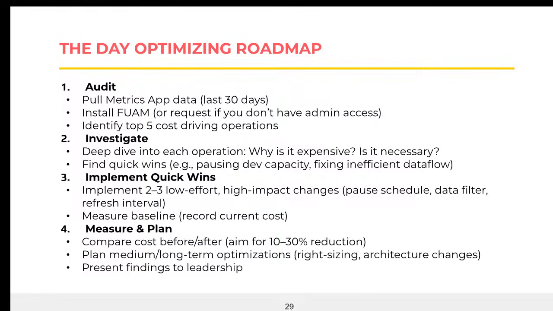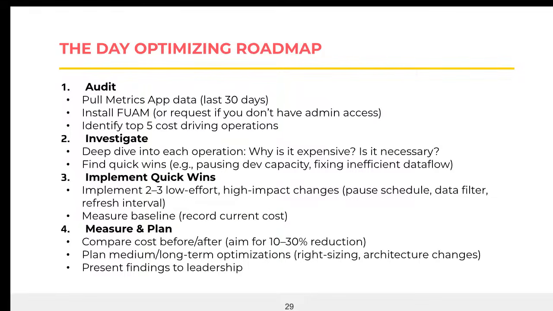Okay, so this one is just a kind of roadmap to help you see how you can optimize your capacity. First, make an audit. So pull the metrics of the last 30 days. Make an analysis, install FUAM, and identify the top five cost-driving operations. So look at which operation is consuming the most power. Then investigate. Deep dive into each operation. Why is it expensive? Is it necessary? Can I optimize it? For example, find quick wins, like pausing dev capacity, or inefficient data flows.